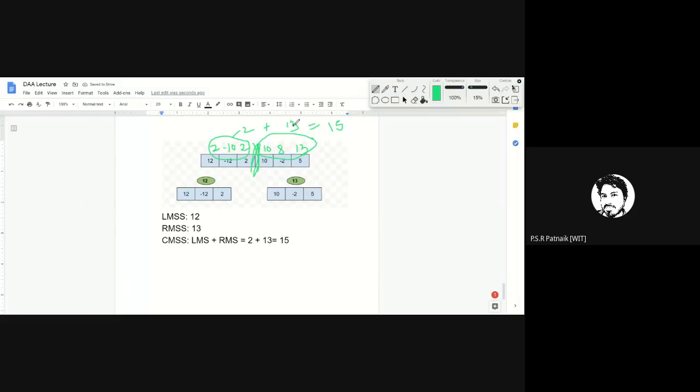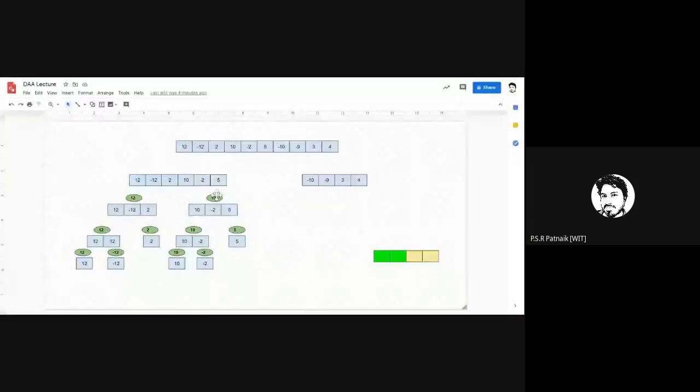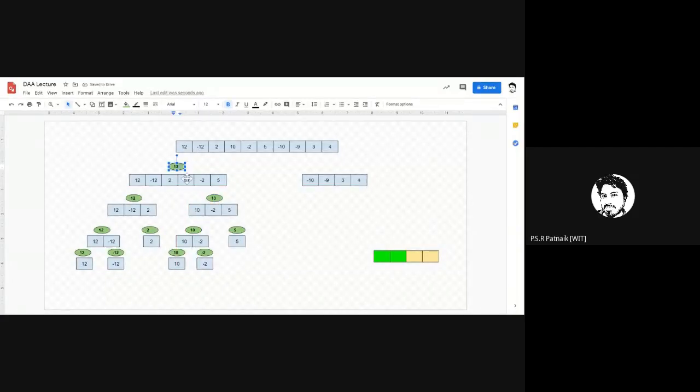So it is an indication that your maximum subarray is neither on the left side nor the right side, it is somewhere in the middle. That's how you are capturing this 15. So when you get this 15, you can write this sum here as 15. Okay, so that's how I have solved the left part.